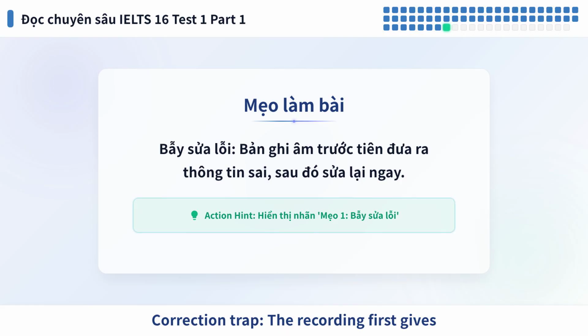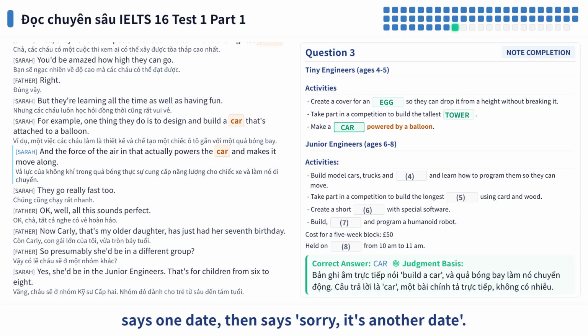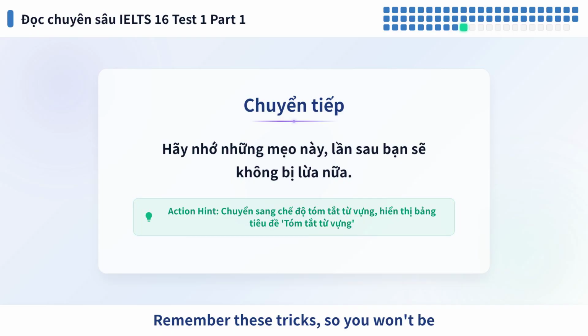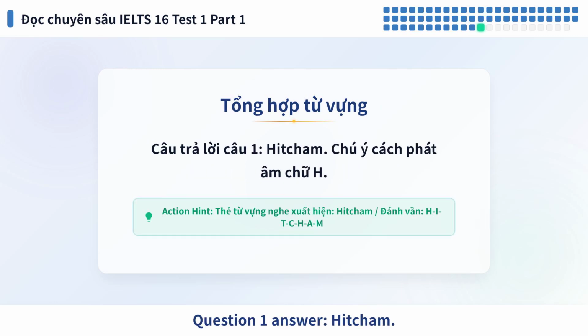Question 10. Before the blank is "plenty of," and after it is "available." So we need a singular noun here. The father asks about parking problems, and Sarah says "plenty available." So the answer is parking. In the recording, the father says "parking problems," and Sarah directly replies "plenty available." So the answer for question 10 is parking. Remember, it is a singular noun.